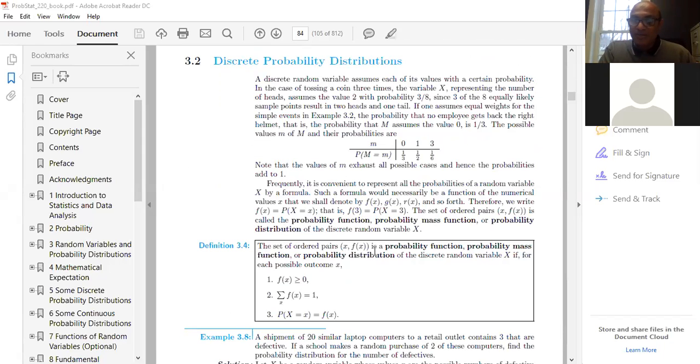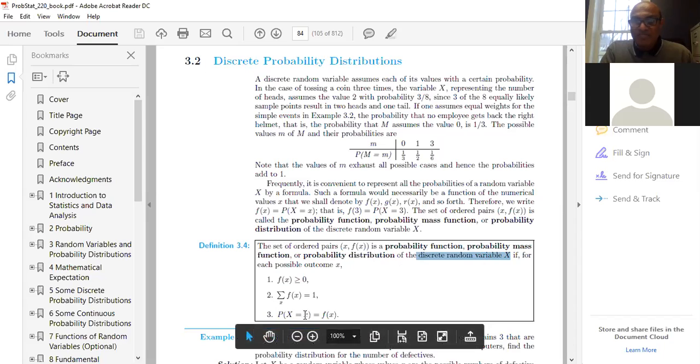So a set of ordered pairs x and f(x) is the probability function, probability mass function, or probability distribution, whatever you want to say, of the discrete random variable. Please keep in mind this is a definition for a discrete random variable. For each possible outcome x, these 3 conditions are satisfied: f(x) is greater than or equal to 0, the summation of f(x) must be equal to 1, because probability cannot be more than 1. It has to be exactly equal to 1 if you count all of them. And the probability of X equal to some particular x is equal to f(x).